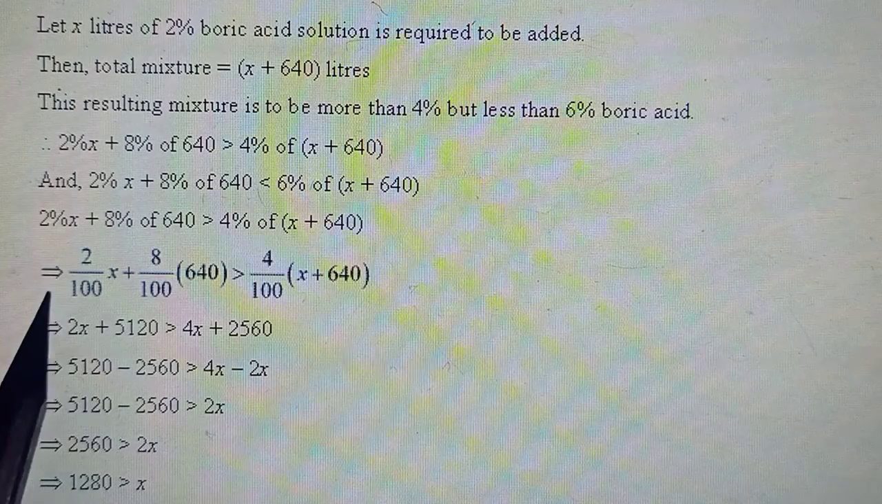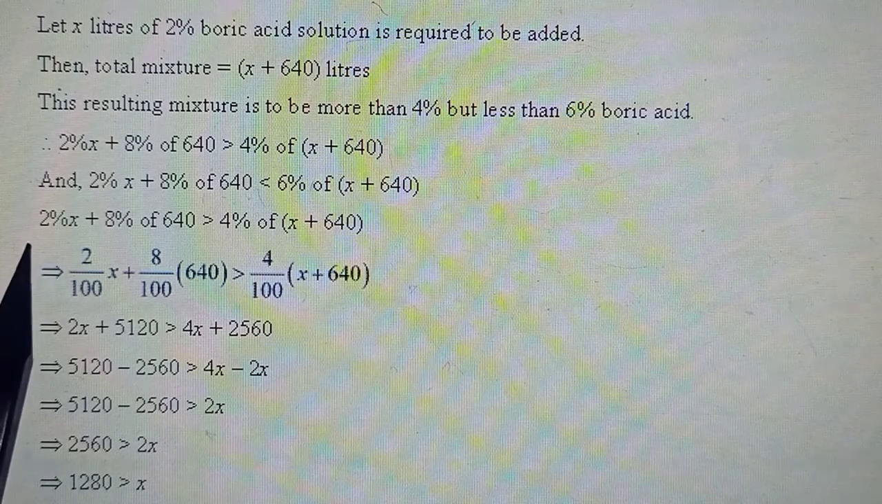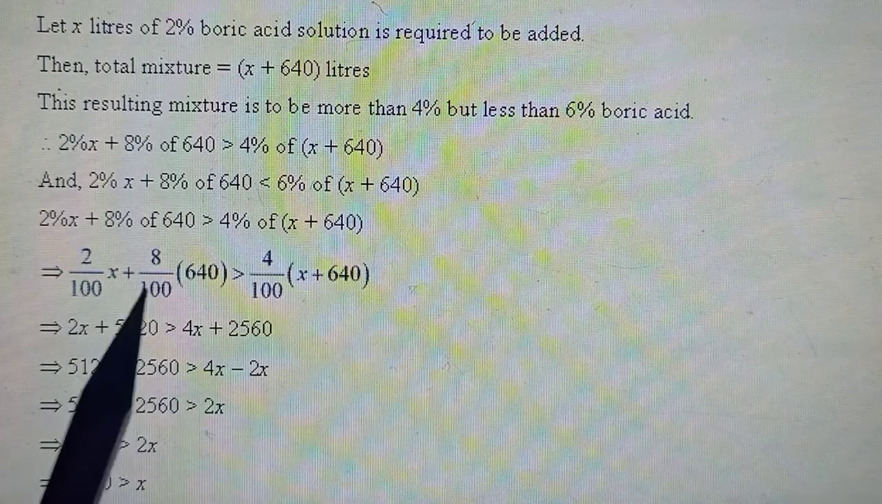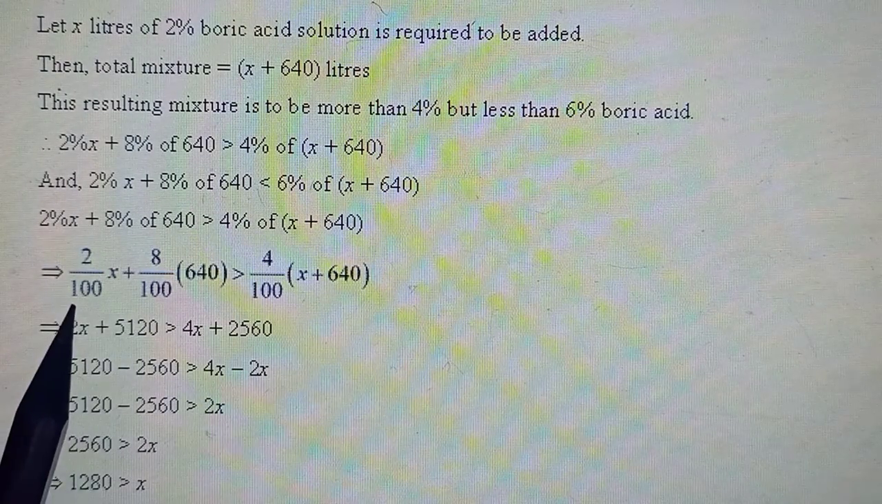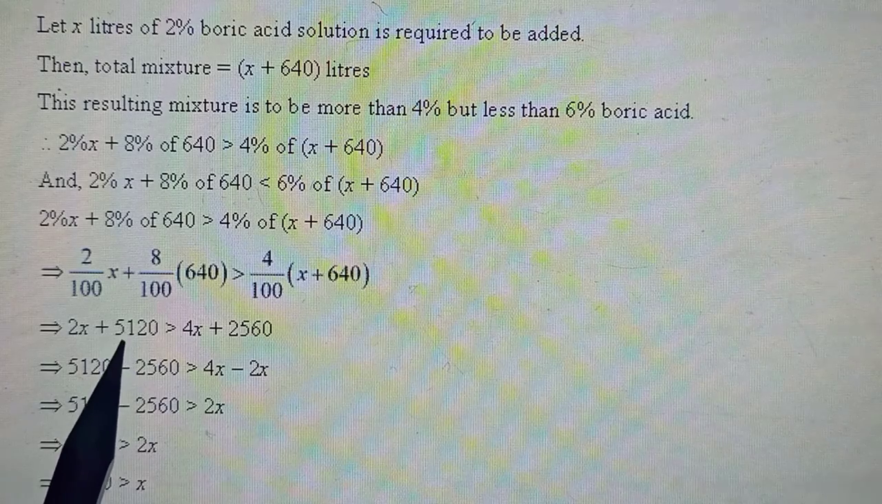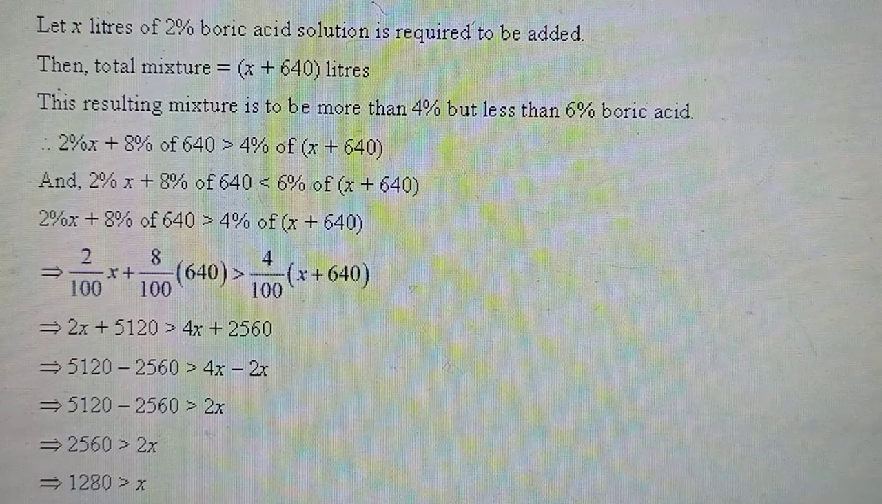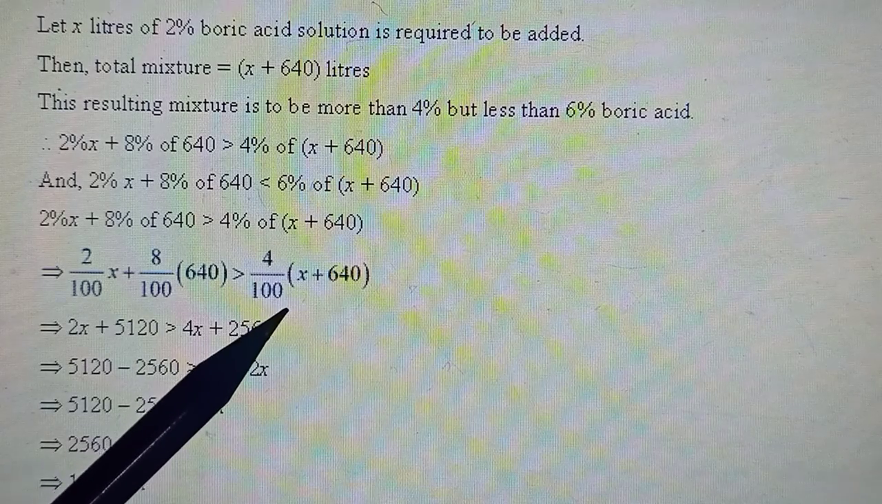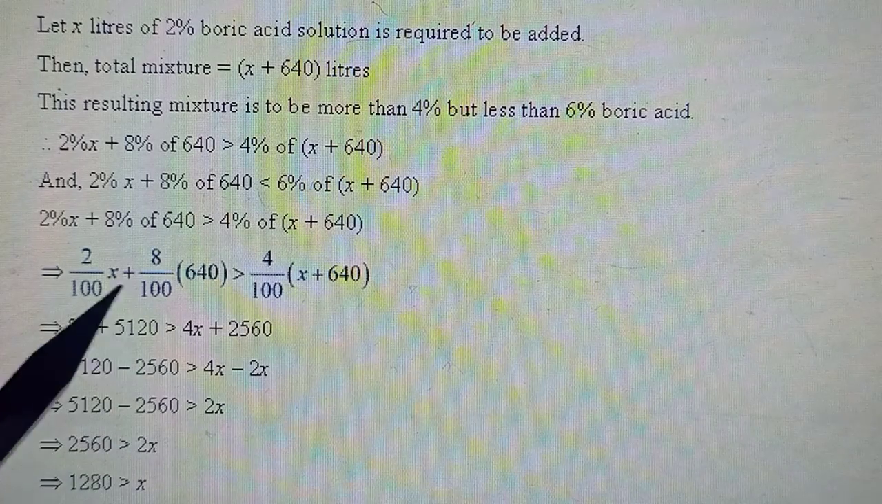Also, if you want, you can put greater than, and on this side take 6 upon 100 into x plus 640, or we can do it stepwise. First, I think do it stepwise. That will be much better to avoid confusion. And the rest is your calculation, children. I think you have 100 here, 100 here, 100 here. We can multiply by 100 throughout to get this cancelled.